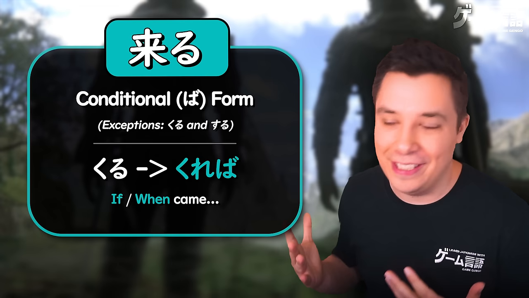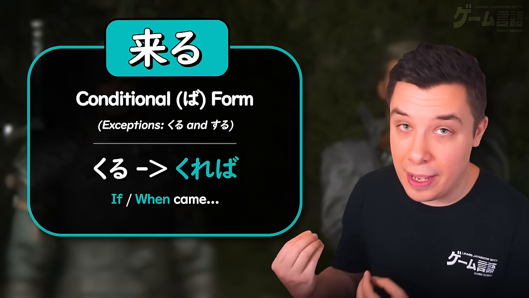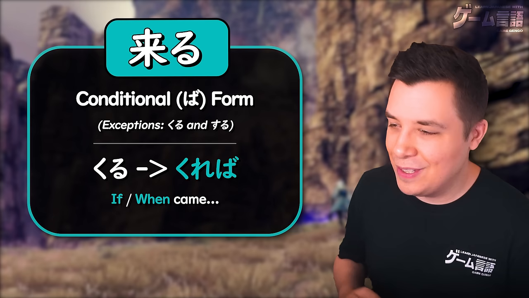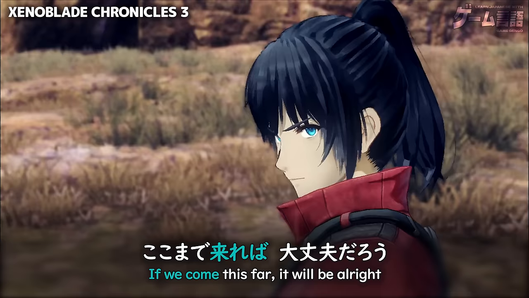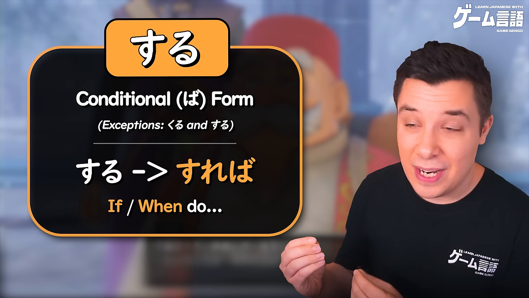Kuru and suru, you just replace the last ru with reba. That's it. So, kureba and sureba. So, like here, if we've come this far, it's just a little bit more. ここまで来ればもう少しだ。抜けちまおう。行くぞ。 Or, if we've come this far, it'll be all right. ここまで来れば大丈夫だろう。 So, kureba here is the ba form for kuru, and sureba is the ba form for suru.